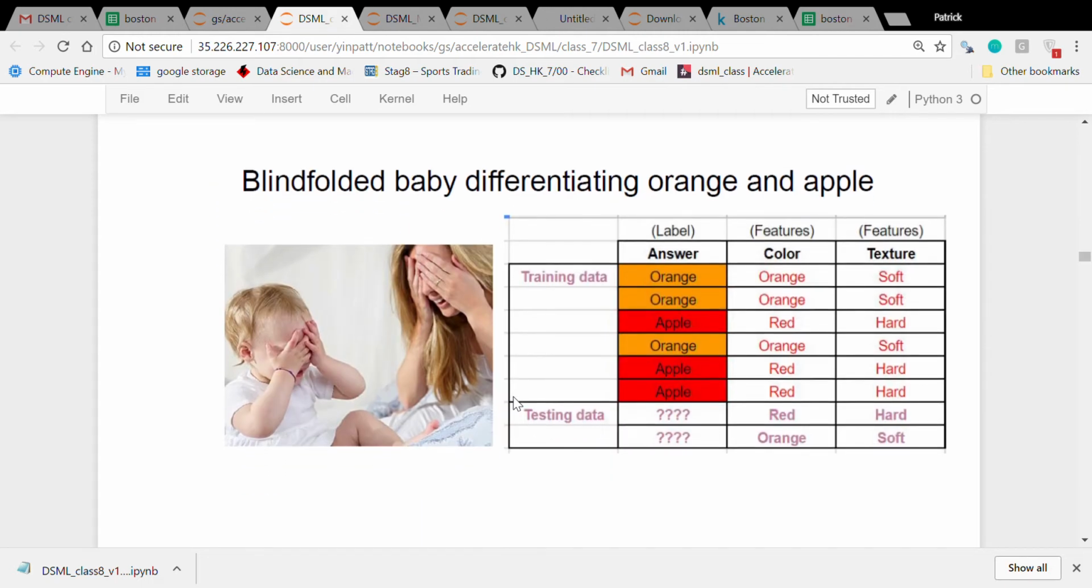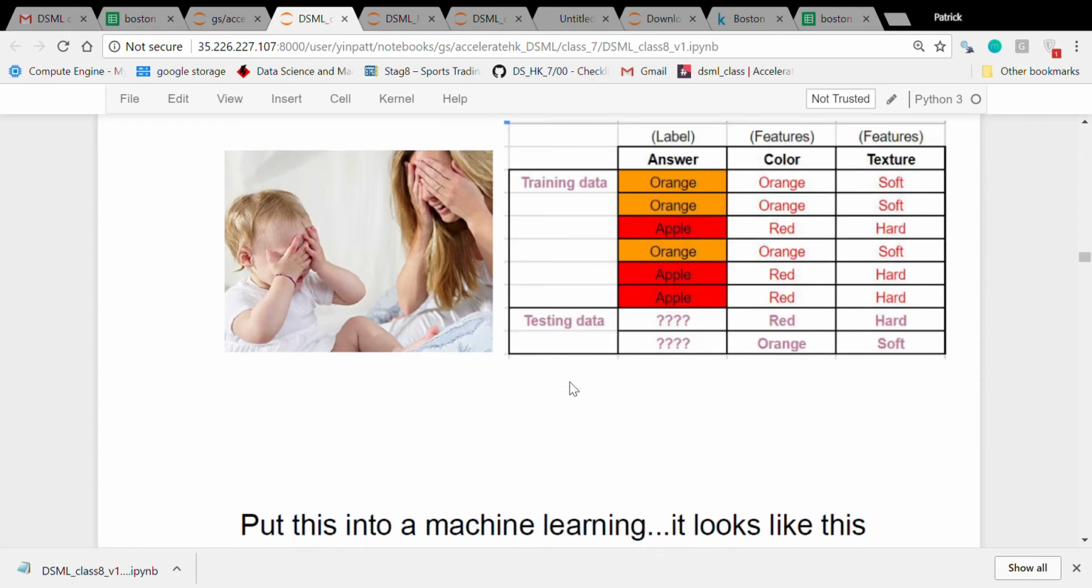And what the baby is actually learning is a table like this. So we have some orange and some apple, which is the ground truth. And we have the features of color and texture. And it's all lined up in the table. And the first 1, 2, 3, 4, 5, okay, first 6 rows, this is our training data. And the bottom 2 rows is called testing data, which we didn't give them the label.